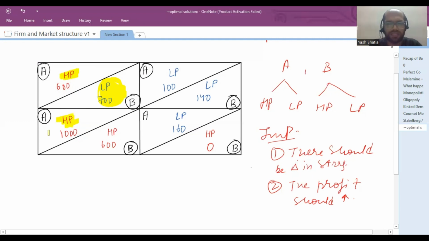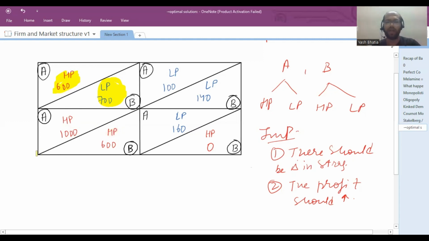High price is the strategy that A would follow, and A has to operate in the first quadrant only, because B is operating here. If A moves here from 600 to 1000, then B has to operate here. B also has to charge high price, because you cannot move out of the quadrant randomly. Okay, you have to follow the rules.